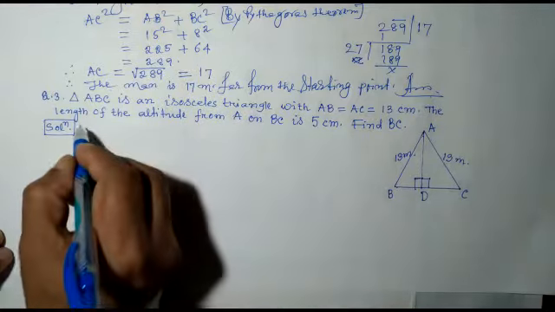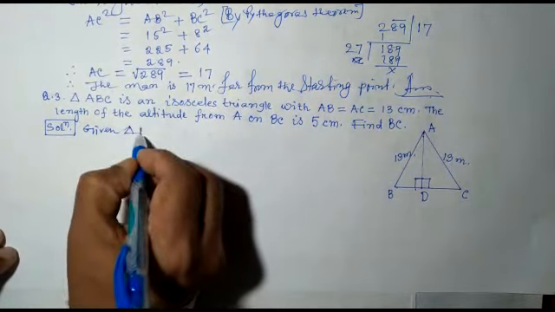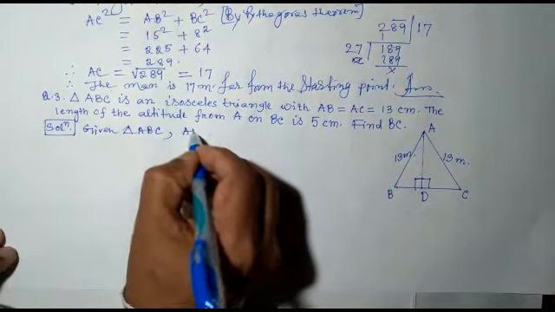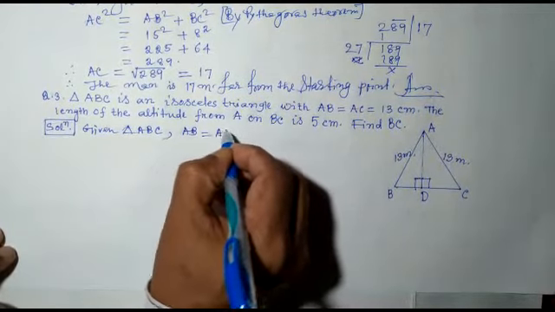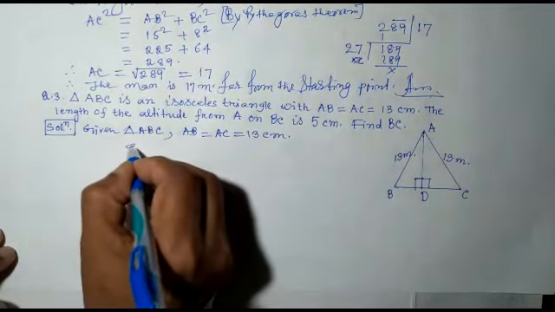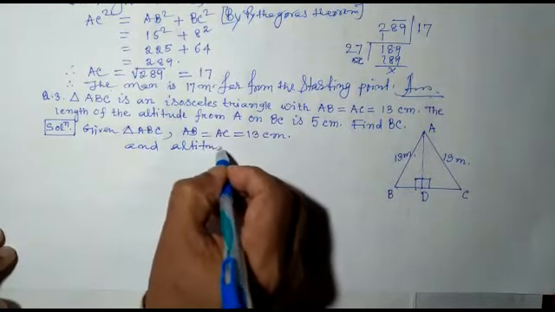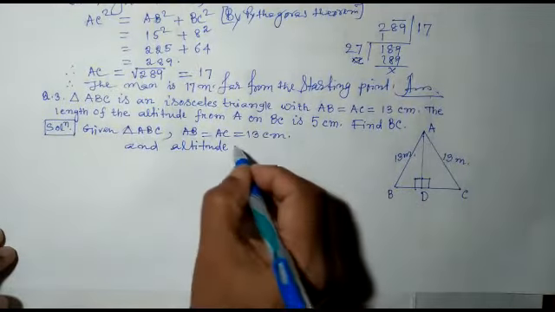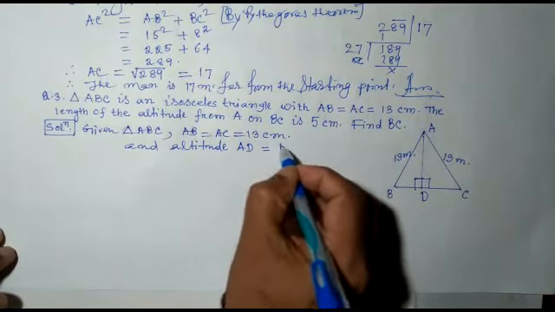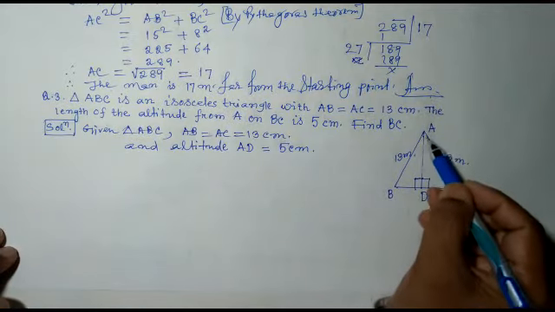So we can write, given triangle ABC in which AB is equal to AC is equal to 13 centimeter and altitude AD on BC. So this altitude length is given, AD is 5 centimeter. So we see by AD there are two right triangles in the figure.